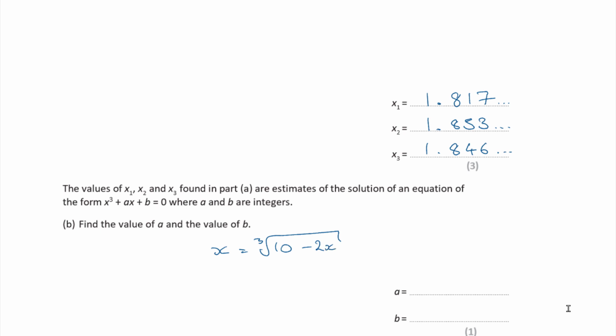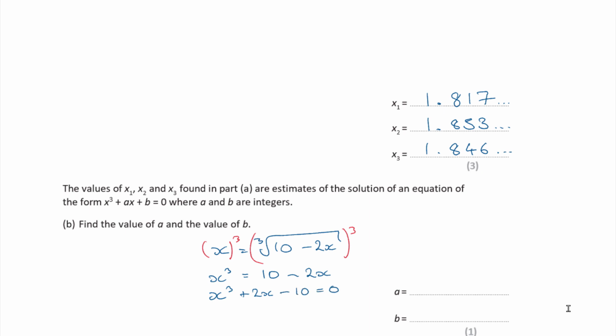Let's first off try to get rid of that cube root on the right by cubing both sides. If I cube both sides, then on the left I'm going to get x cubed, and on the right the cubing is going to cancel with the cube root and that's going to leave me with 10 minus 2x. Then collecting everything on the left hand side by adding 2x and subtracting 10, I'm going to get x cubed plus 2x minus 10 is equal to 0.